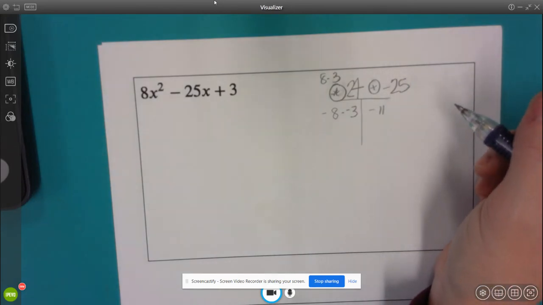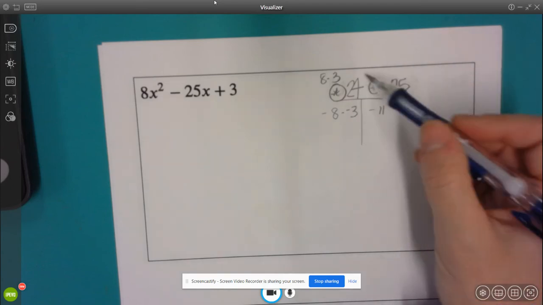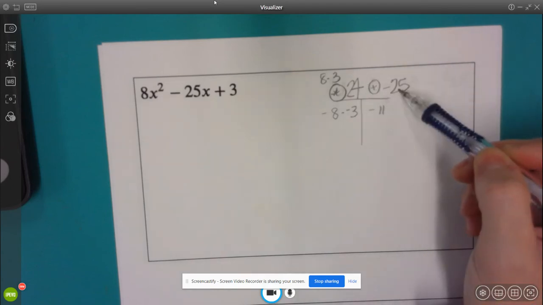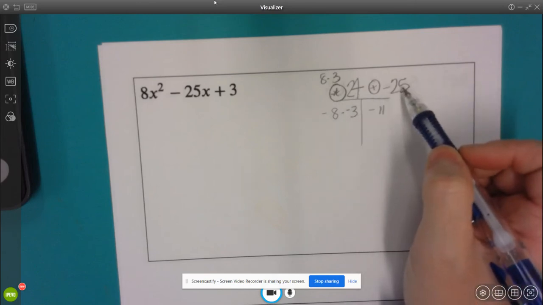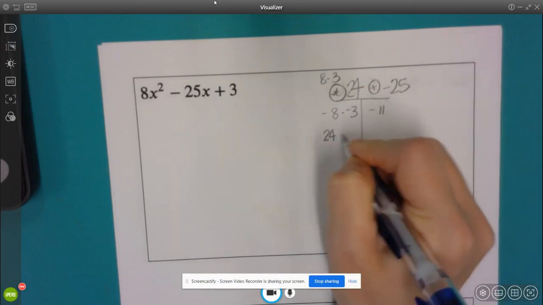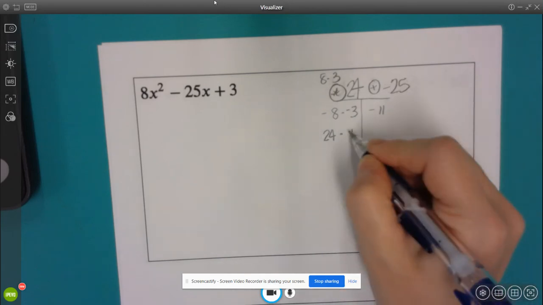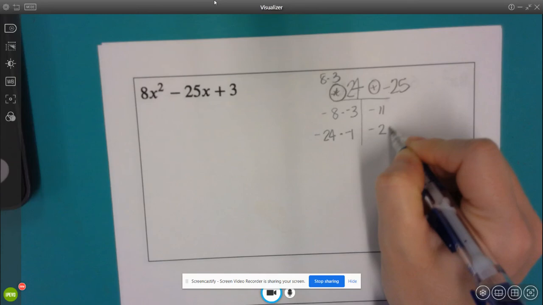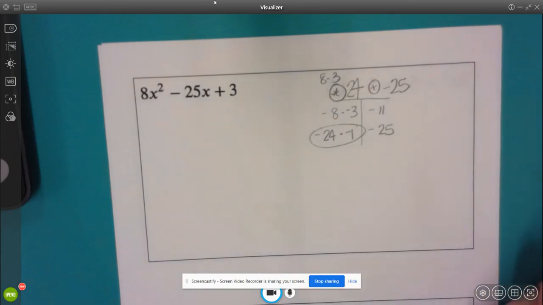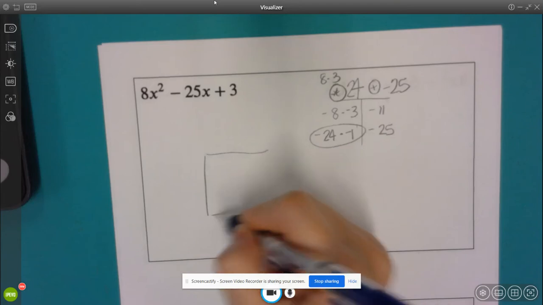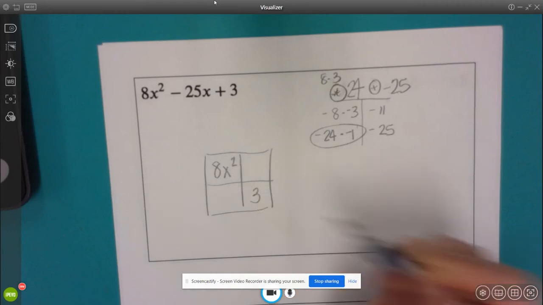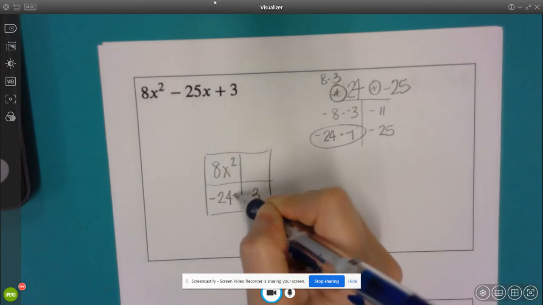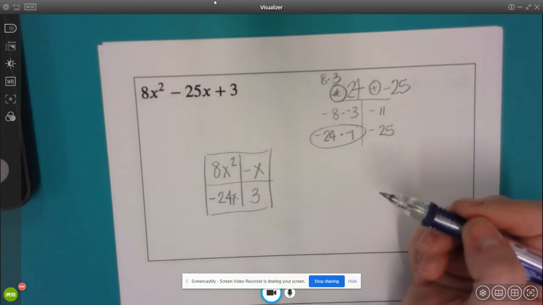So let's think of some other values that multiply to 24. Well, 6 and 4 we know definitely wouldn't make 25. In this case, if these numbers are super close together, what I might want to try is the number multiplied by 1. And if I add those together, boom, we have a winner. All right, so we're going to go to the box. I have 8x squared and 3. And then I'll have negative 24x and negative x.